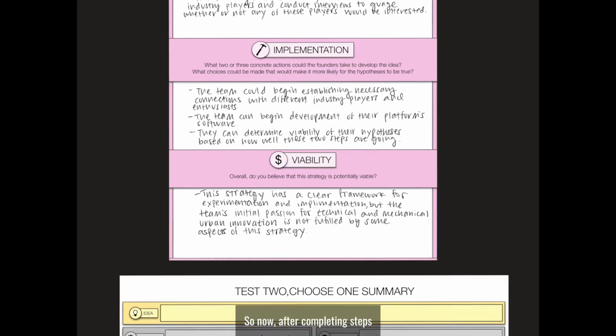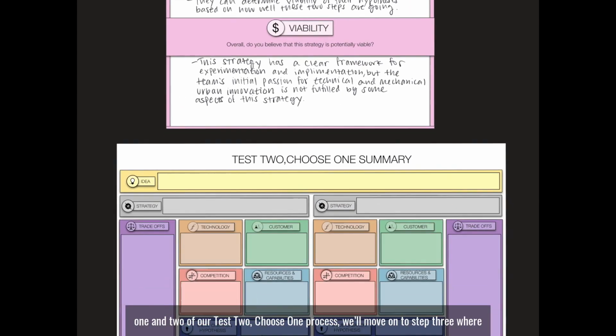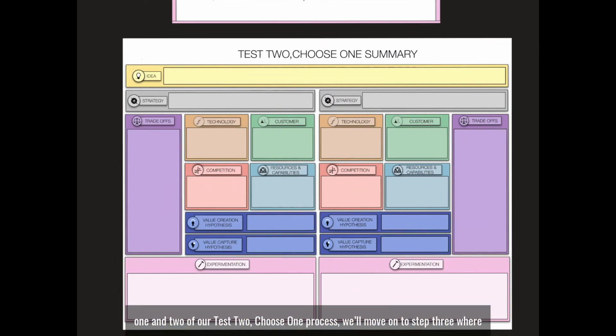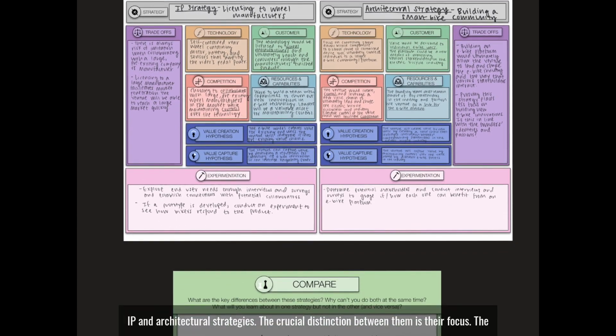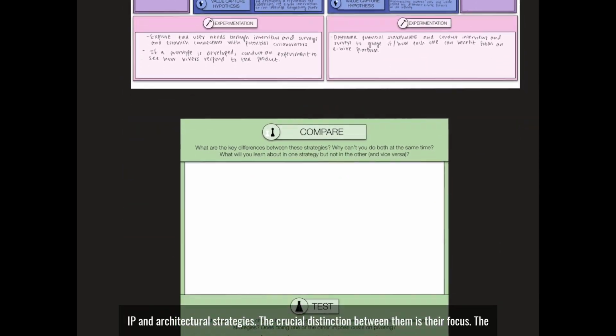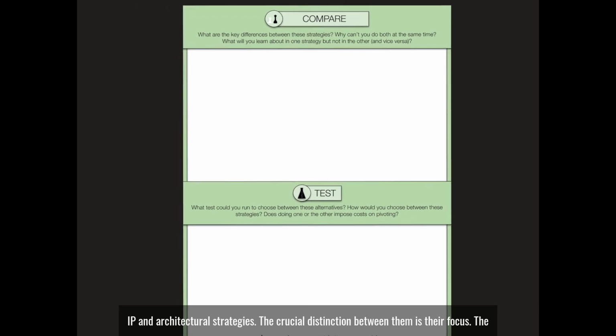So now, after completing steps 1 and 2 of our test 2 choose 1 process, we'll move on to step three, where we'll compare the two entrepreneurial strategies and propose a test that will help choose between them. Let's start with a comparison of the IP and architectural strategies. The crucial distinction between them is their focus.